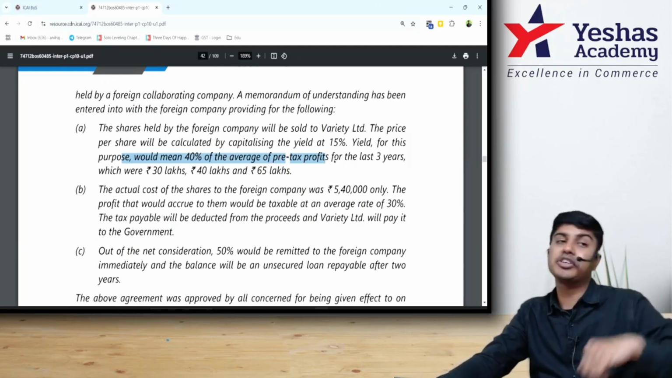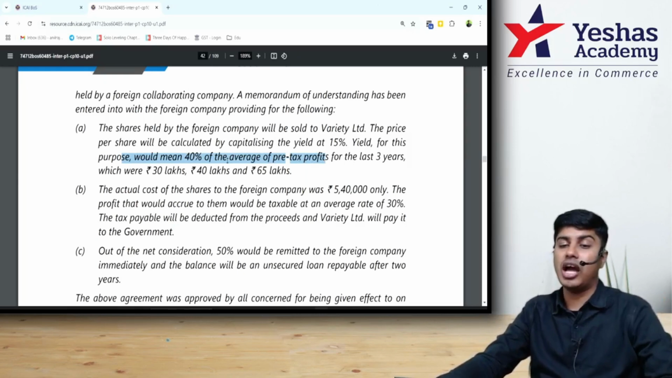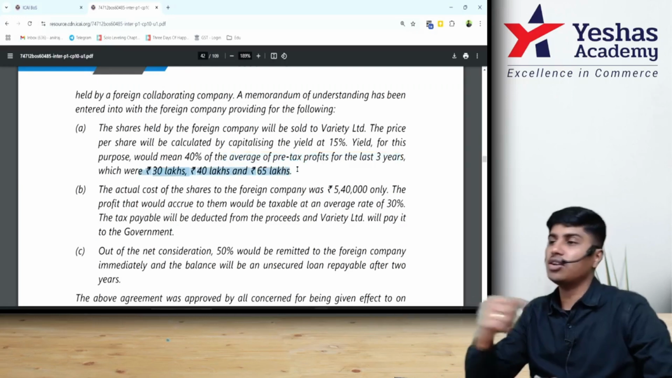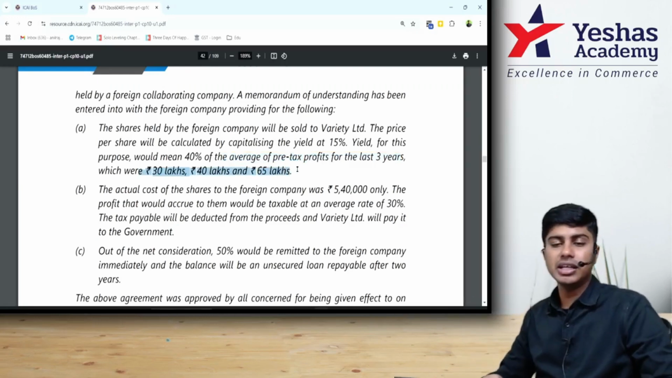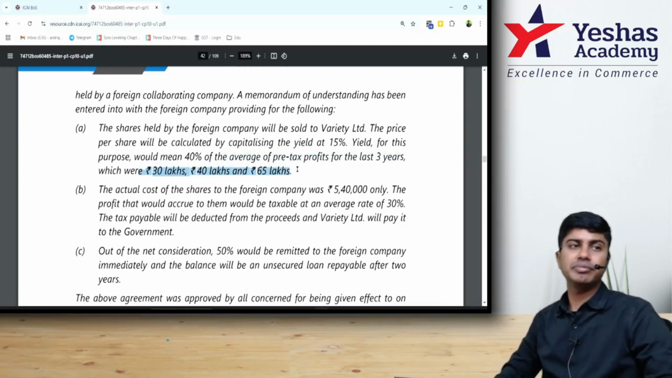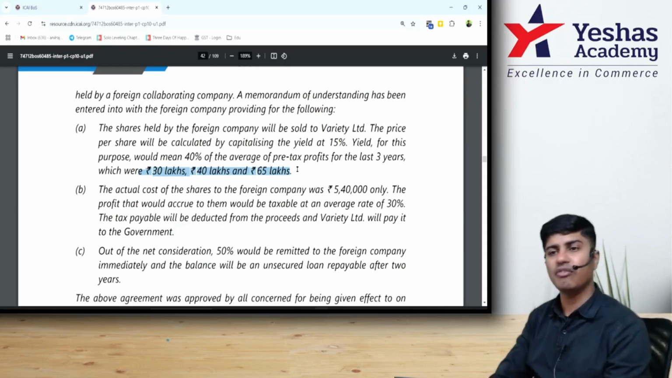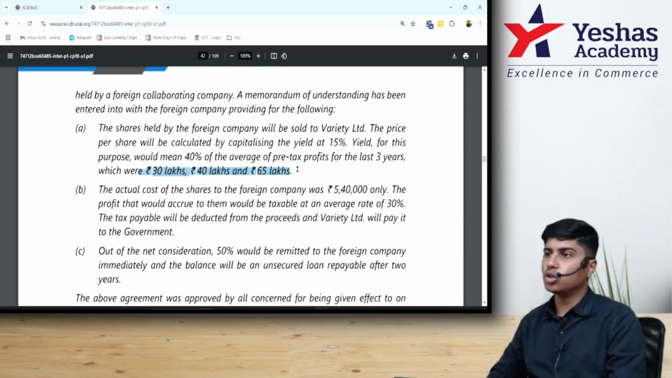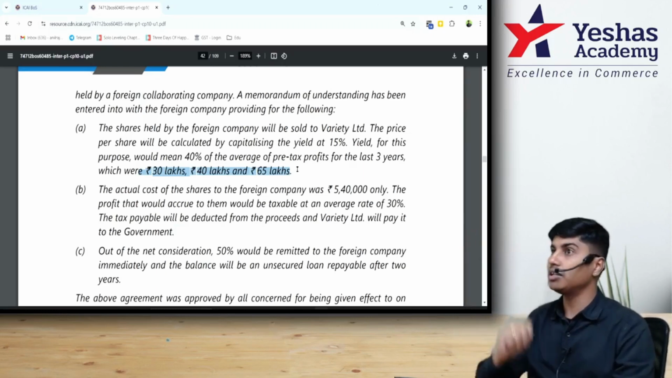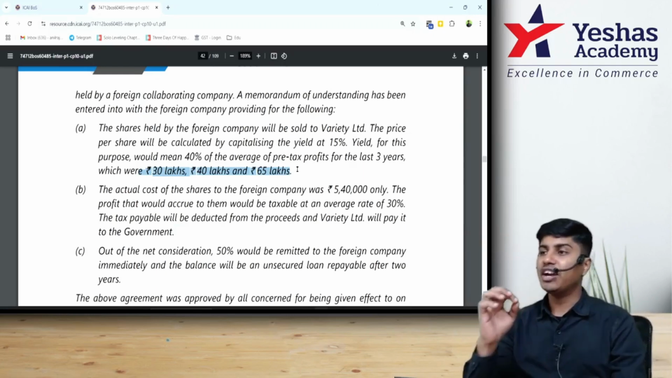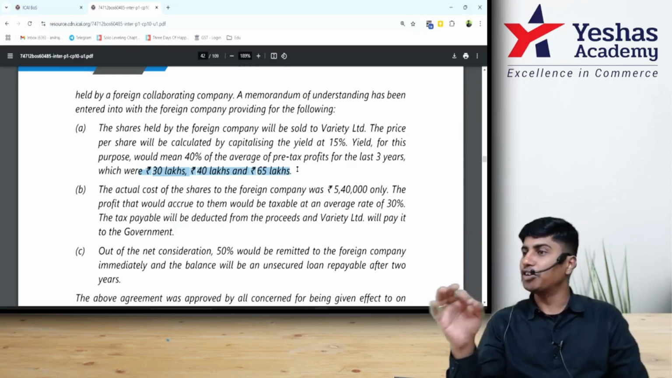They've told us not to take the profit of one year. They're asking us to take the average of the pre-tax profit of the last 3 years. The last 3 years' profit is 30, 40, 65. Take your calculator, everyone. 30 plus 40 is 70. 70 plus 65 is 135. 135 is the total profit for 3 years, divided by 3. 45 is the average pre-tax profit of the last 3 years.